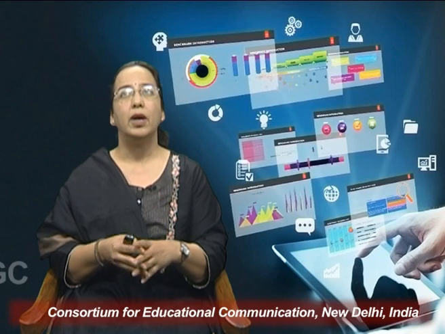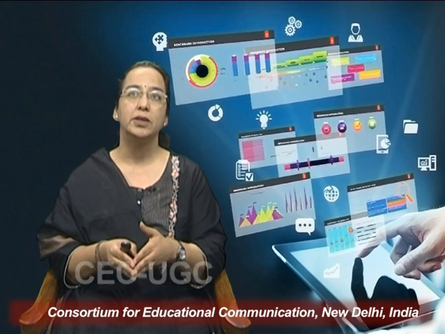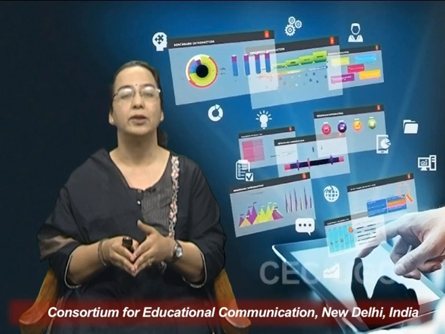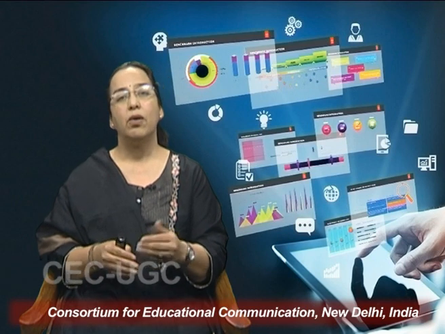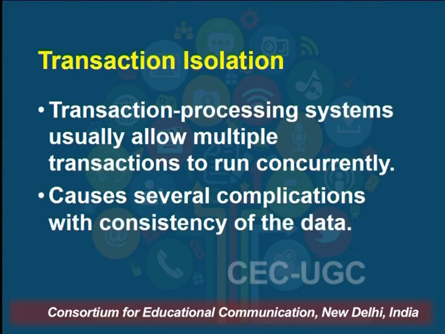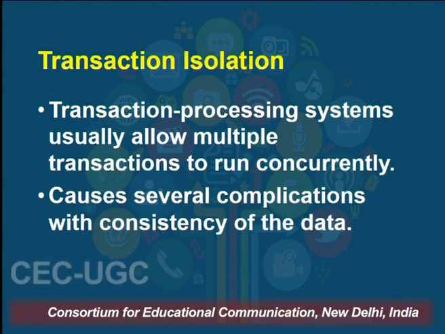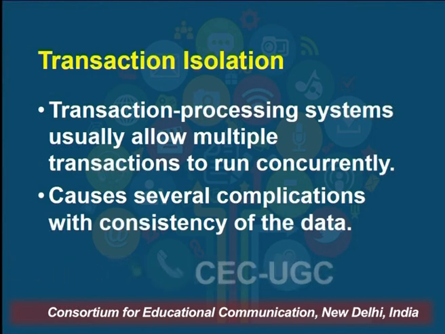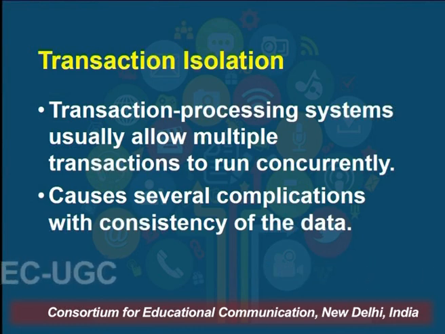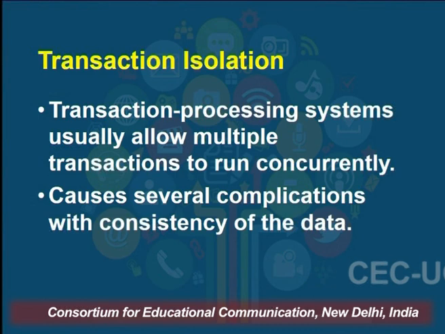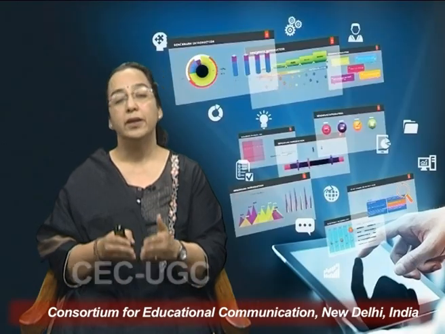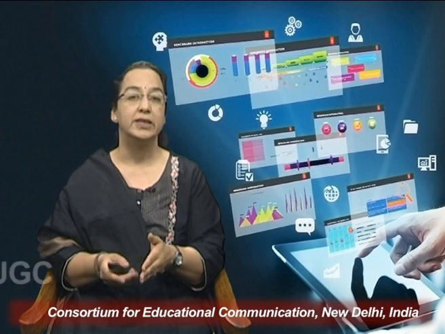Now coming to the ACID properties, the third property, which starts with I, is isolation. When we talk about transaction isolation, the transaction processing system usually allows multiple transactions to run concurrently. That means within a database, one particular transaction is going on and simultaneously another transaction is also happening. This kind of concurrent transaction may cause several complications with the consistency of data.